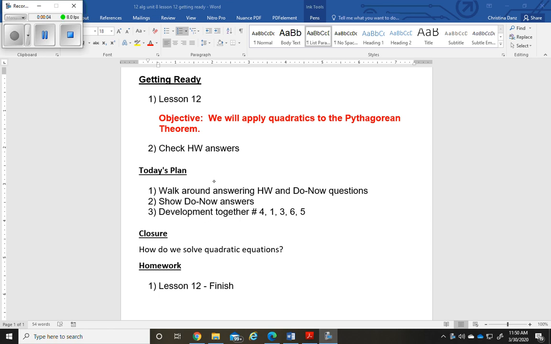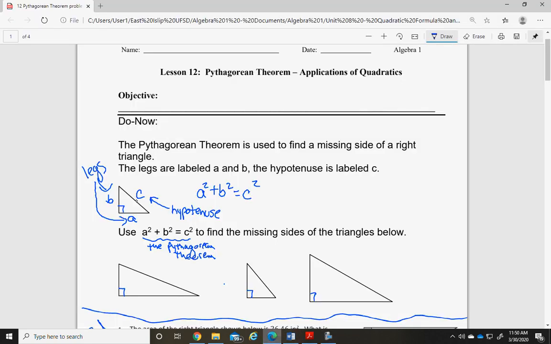So we're on lesson 12 today, and here's what I would normally have displayed on our board. And hopefully you already checked your homework answers, and we should be working on the do now. The do now is actually missing a few pieces of information, so I'm going to do it with you. This triangle should have clearly had a box that shows it's a right triangle, and the sides should have been labeled A, B, and C.